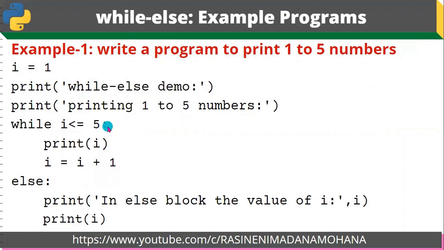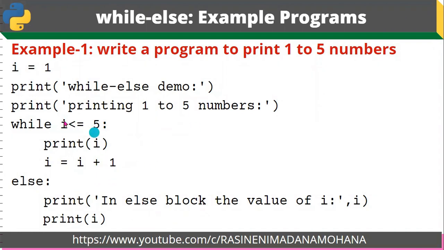Now 1 less than 5, it returns true. So the output is 1. Then 1 plus 1, 2. 2 less than 5, true. So it prints 2. Then 2 plus 1, 3. 3 also less than 5, it prints 3. Then 3 plus 1, 4. 4 less than 5, it is also true, it prints 4. Then 4 plus 1, 5. 5 equal to 5. So then it also prints 5.